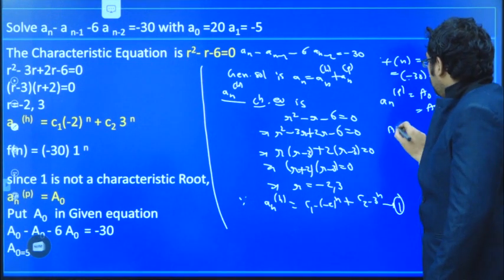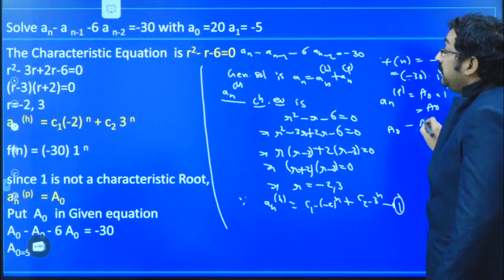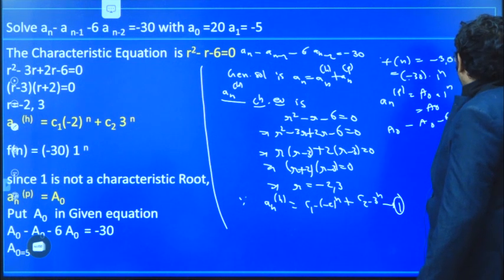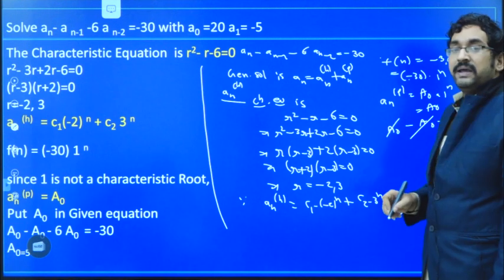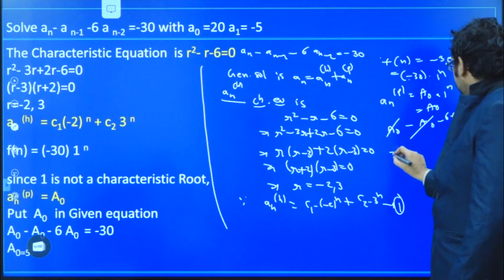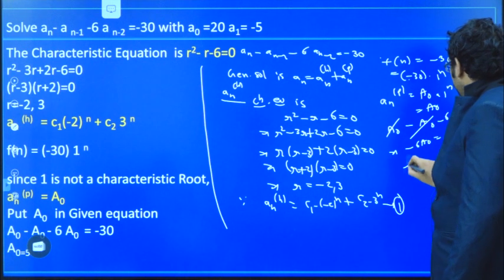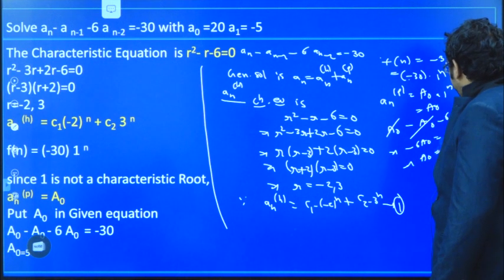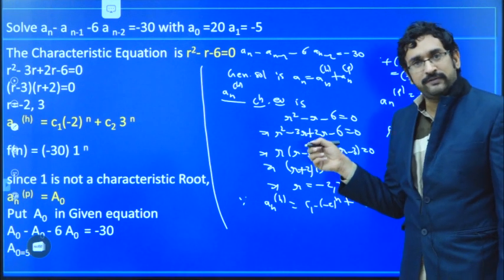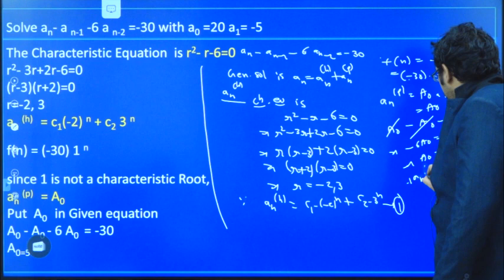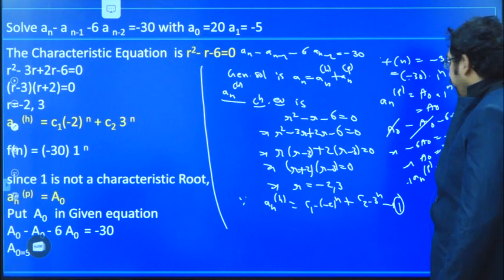So we will get A naught minus A naught minus 6A naught equal minus 30. A naught minus A naught gets cancelled. That implies minus 6A naught equal minus 30, which implies A naught equal 5. What is A naught? It is f of n. That is therefore the particular solution, an power p equal to 5.